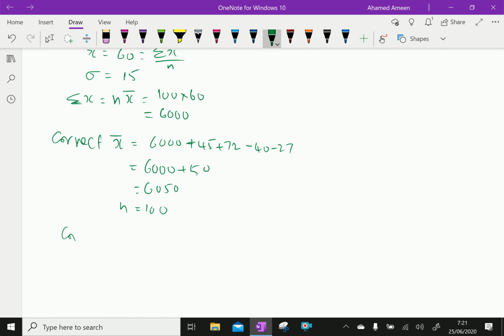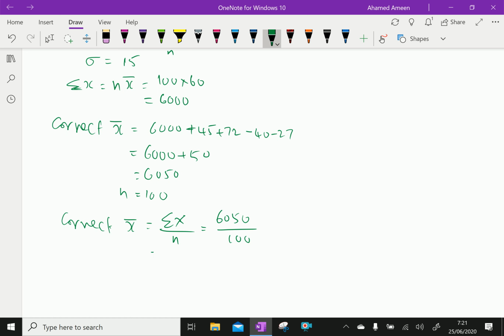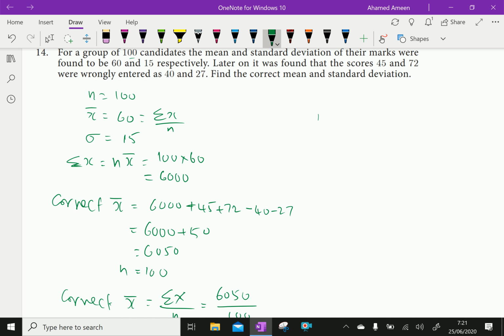Correct x bar is new sigma x over n. New sigma x is 6050 over 100, which is equal to 60.5. Now this side we will do standard deviation.